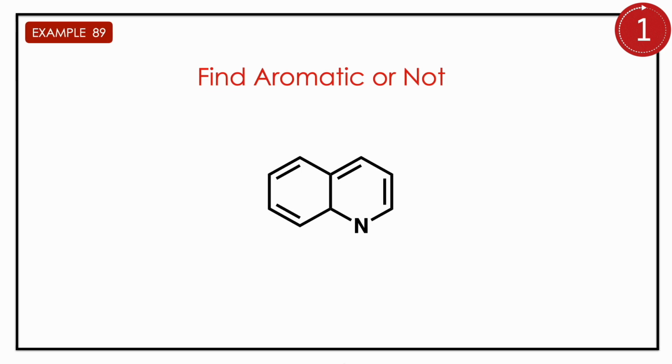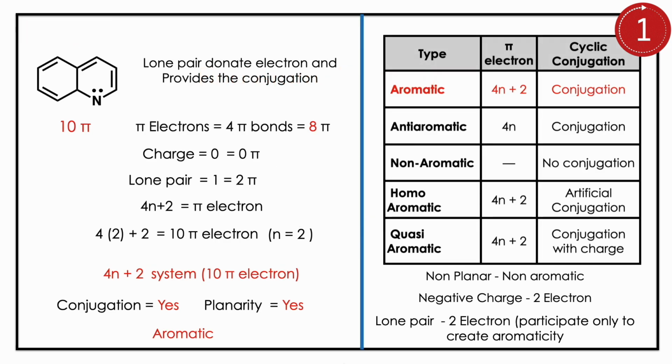Then the next example, you have quinoline which is fused pyridine and benzene. You should find whether the given compound is aromatic or not. Here you have nitrogen with a lone pair. The system is also connected and cyclic. So if you count the pi bonds, which has 8 pi bonds, charge is 0, and it has one lone pair which should participate for delocalization as well as aromaticity. So it has 2 pi electrons.